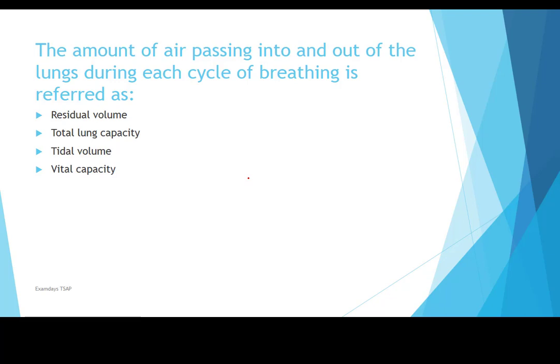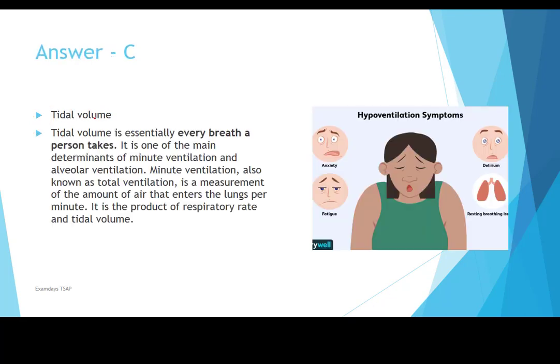The amount of air passing into and out of the lungs during each cycle of breathing is referred to as: A, residual volume; B, total lung capacity; C, tidal volume; and D, vital capacity.